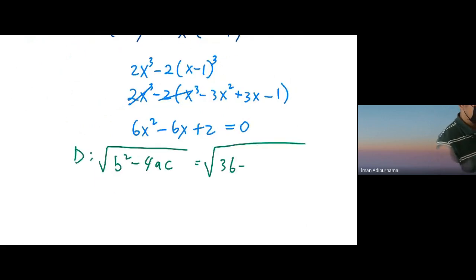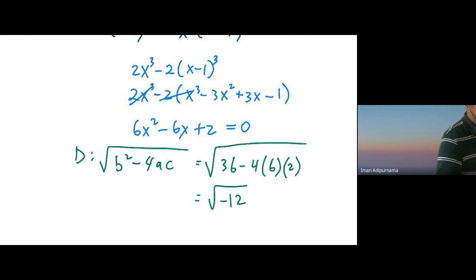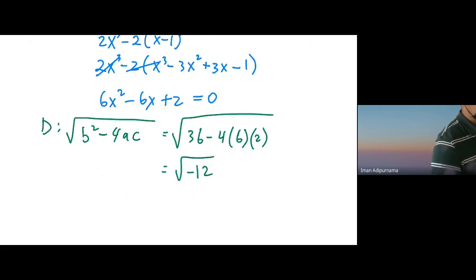This is 6, negative 4, and then 6, and then 2. So it will be this, right? Which means we have no real solution, right? No real solution. So we will have an imaginary number for that case.